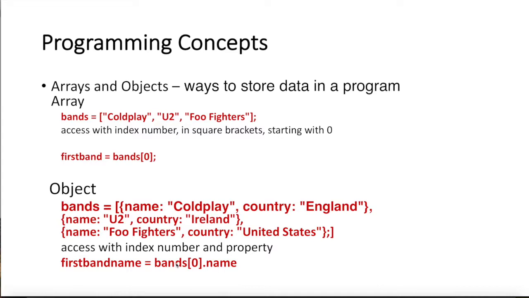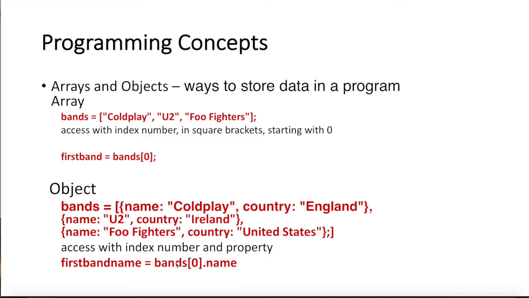These can be called different things in different programs, but they're basically lists of elements. In this case, I have 3 bands listed here, Coldplay, U2, and Foo Fighters. They're all strings, all separated by commas, and included in square brackets. Each element of that array has an index number assigned to it, starting with 0. So Coldplay would be 0, U2 1, Foo Fighters 2.